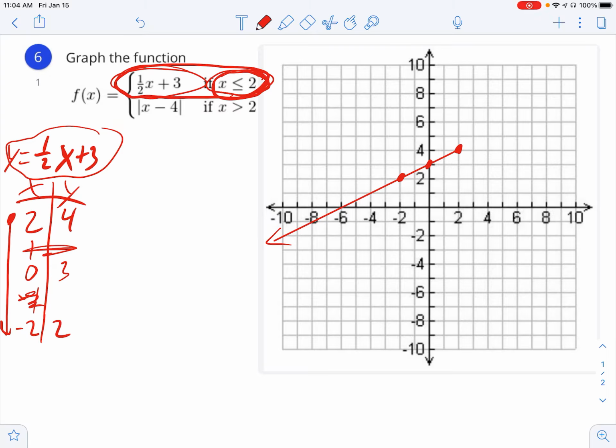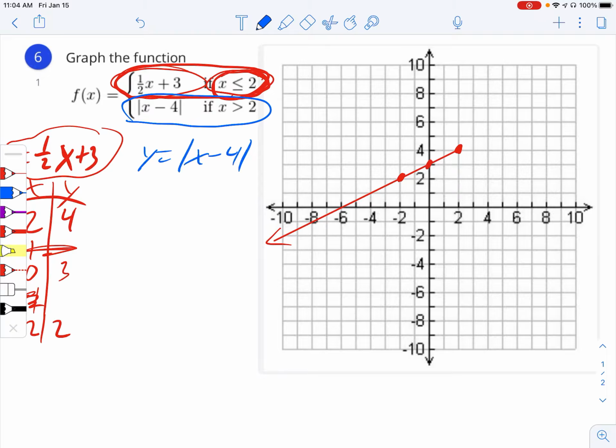Okay, but to the right of 2, it's a different function, right? So let's change colors. It's absolute value of x minus 4 for x values that are greater than 2. So we're going to do that. So I'm actually going to include, now this is a little counterintuitive, I want to include 2, even though 2 is not included in this function. And I'm going to include numbers greater than 2, and I'm going to explain why in just a second.